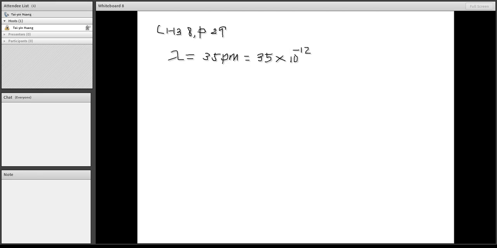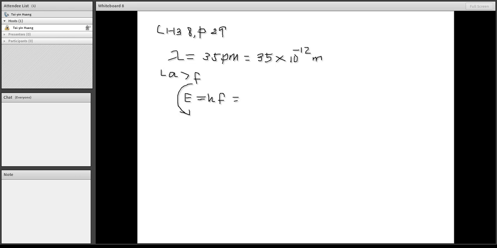And you're asked to find the frequency of the photon. You're asked to find the energy of the photon and the linear momentum. Okay, so how do we do this? For frequency, it's easy because once you have the wavelength, remember the energy of a photon is equal to hf, and frequency and wavelength are related. So we want to do frequency first.